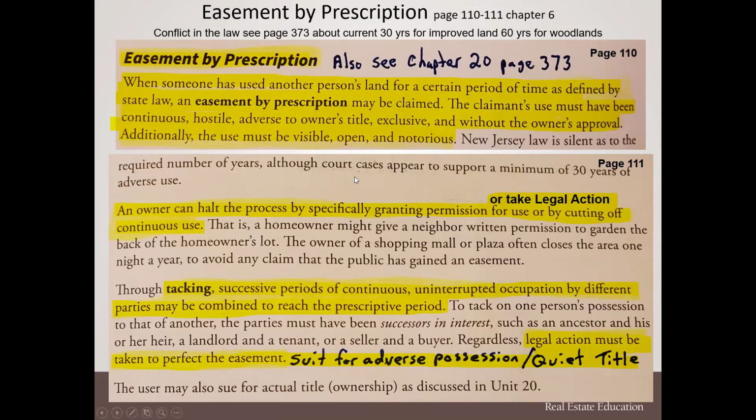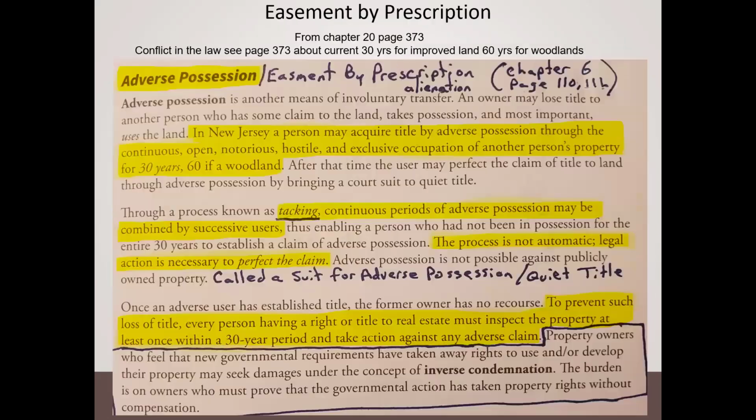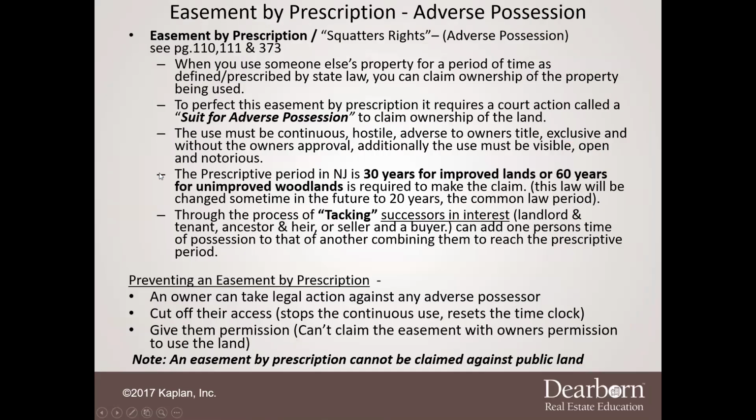One question, Victor. Yeah. Let's take an example from the previous page in chapter 20. Okay, so what do you need to know for the exam? Is that what you're getting at? No. Okay. The 30 years we're talking about, what exactly does it mean? The continuous 30 years of use by the squatter? Okay, so that's for improved lands. If you go to my slide here, 30 years for improved lands, that means, what is an improvement?